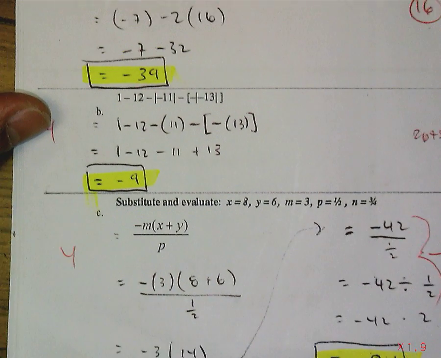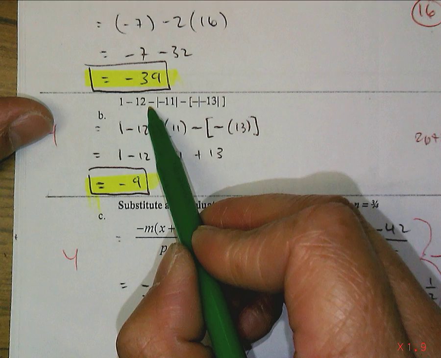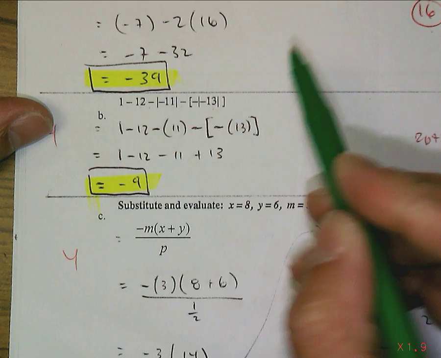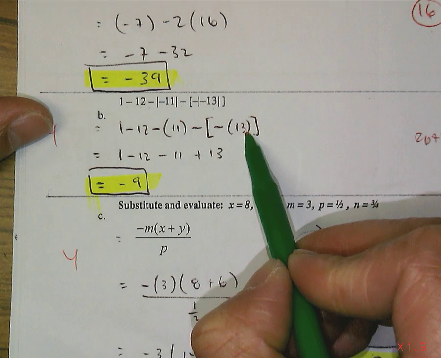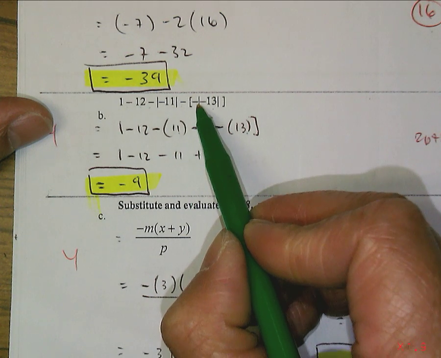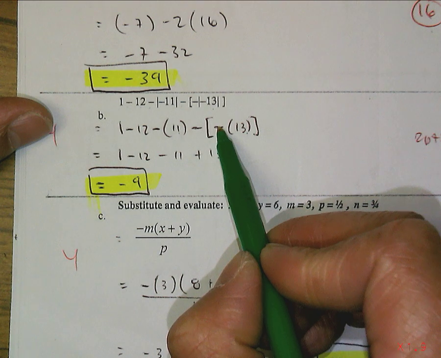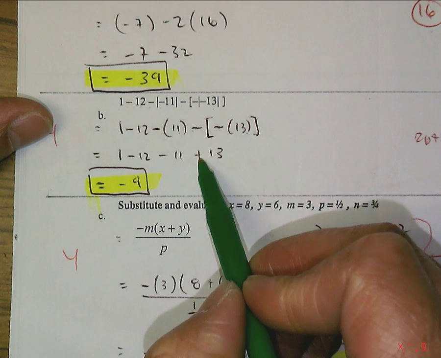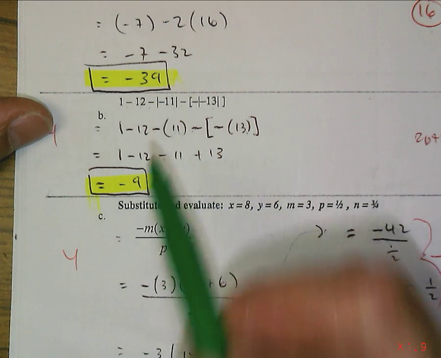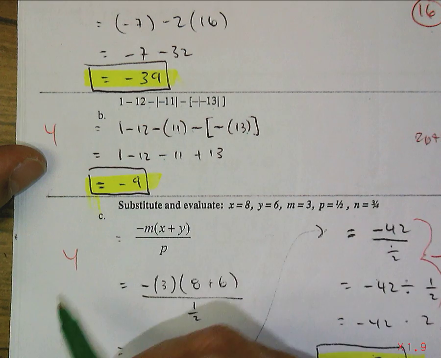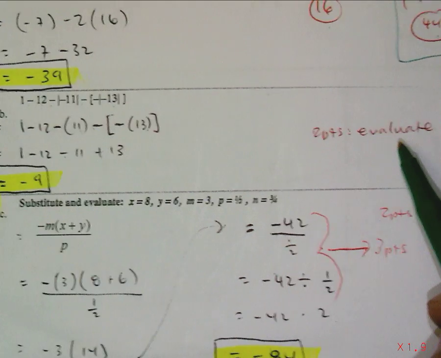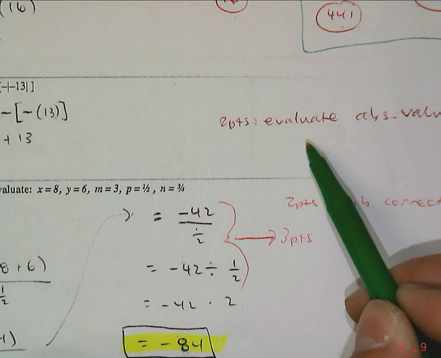Part B here, this one says 1 minus 12 minus the absolute value of negative 11 minus the opposite of the absolute value of negative 13. So the absolute value of negative 13 is 13, and I noted that by my parentheses. Absolute value of negative 11 is just 11. Now here you have an opposite sign and a subtraction sign, so opposite of negative is plus. Here the opposite of our positive 11 is a negative 11, and you can just combine like terms or go left to right, and you'll get negative 9. So if you evaluated the absolute value correctly, I gave you guys 2 points.